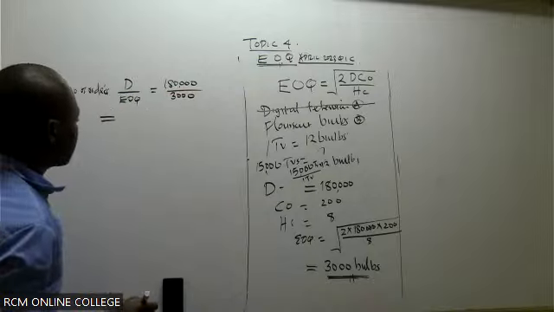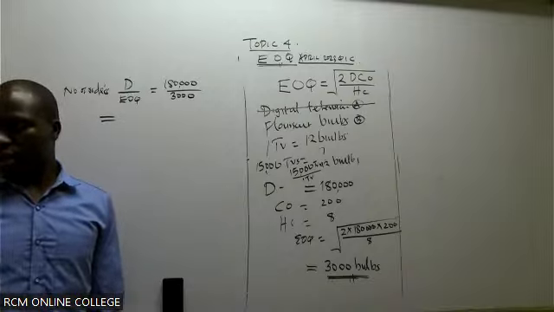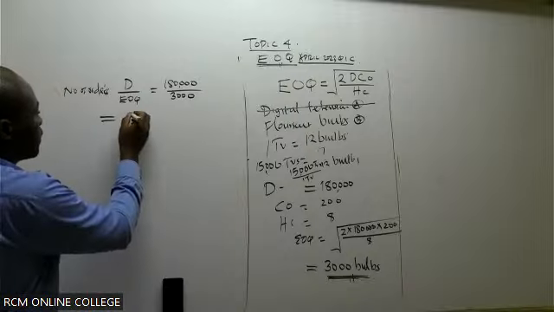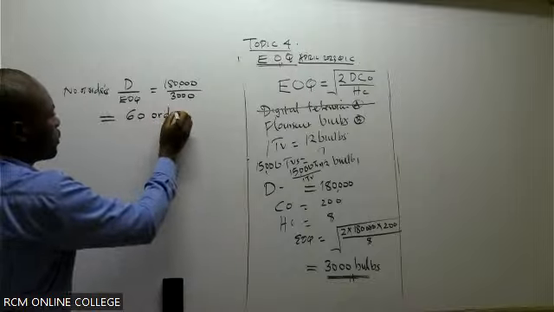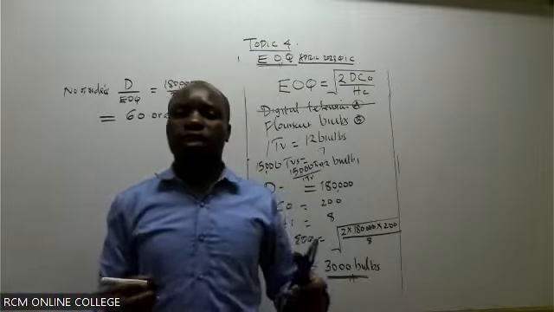So how many orders do we have there? We have 60 orders that they are supposed to make for the entire year.